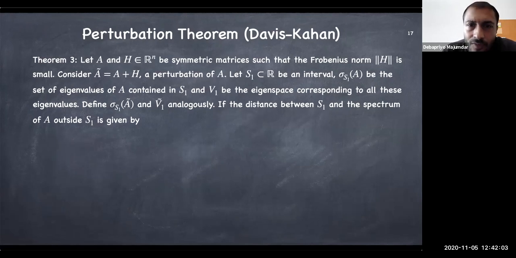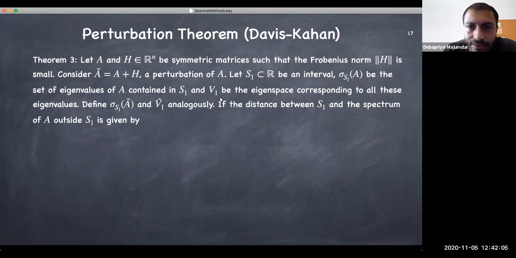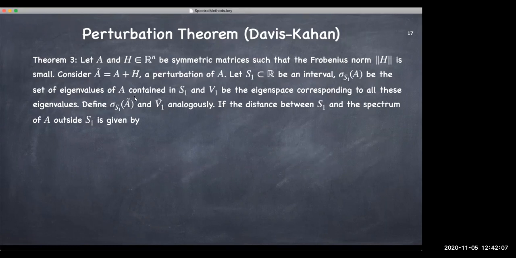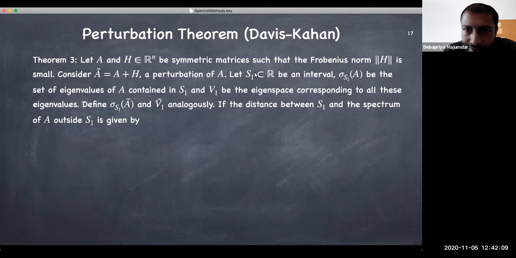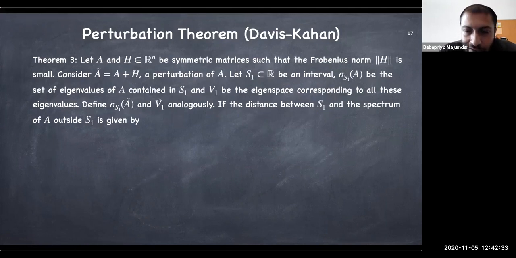If eigenvalues have multiplicity more than one, then the eigenspace of one particular eigenvalue may also have dimension more than one. So essentially what we are saying is, let V1 be the eigenspace corresponding to all these eigenvalues which are close to each other within this interval. And similarly, for the perturbed case also, we can define S1 for A tilde and V1 tilde, right? We can just define the same things for this matrix A tilde. Okay. Then, consider the distance between S1 and the spectrum of A outside S1. What is the spectrum? The range of eigenvalues, right? So basically the eigenvalues.